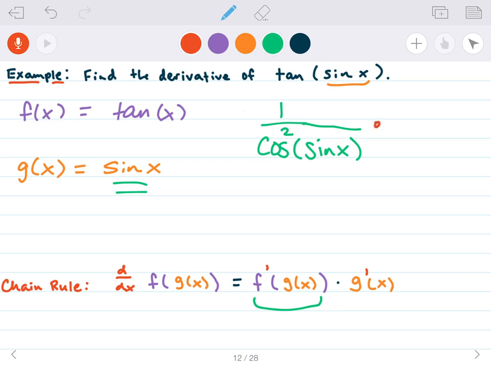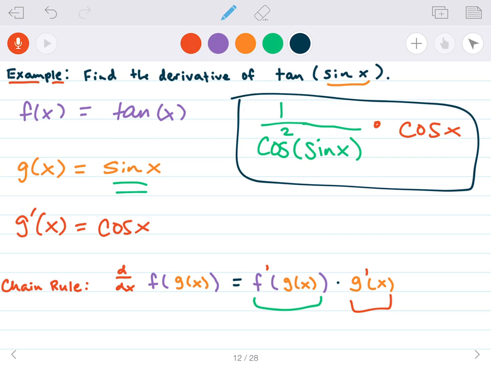The second part tells me to multiply by the derivative of g. Now, if I take the derivative of sine, that's just cosine. So that's just cosine. And that is my answer.